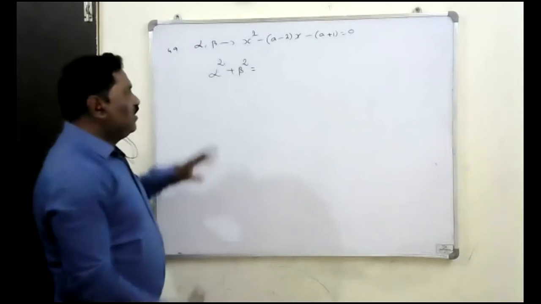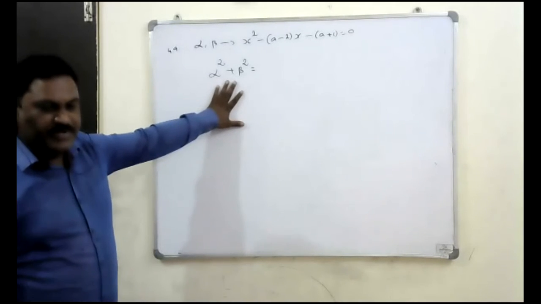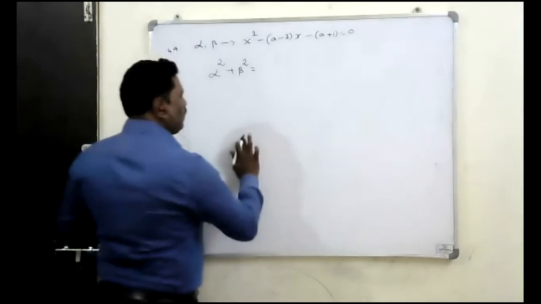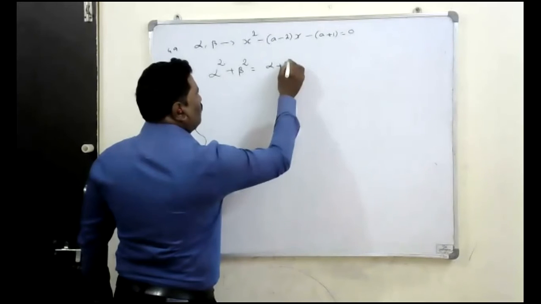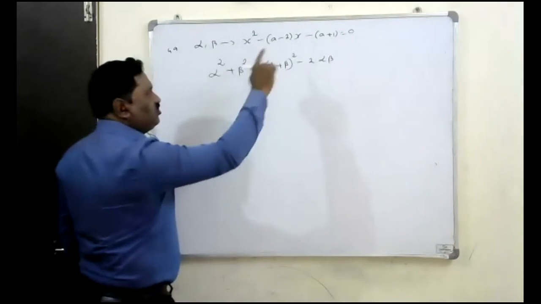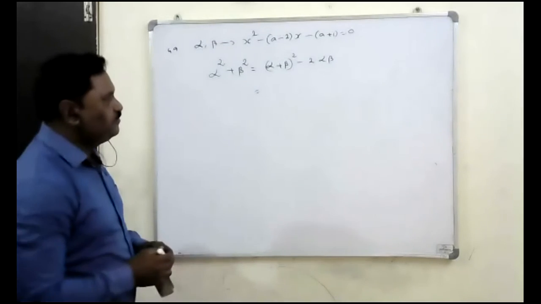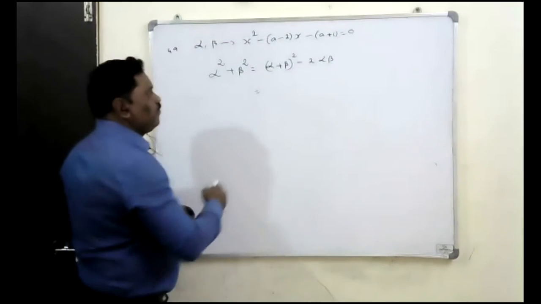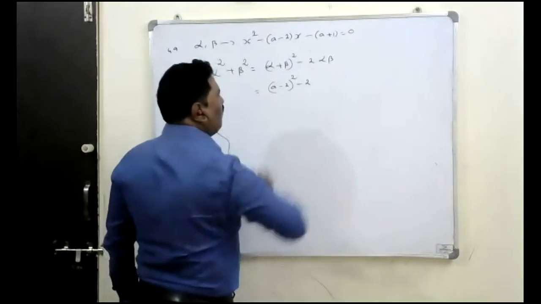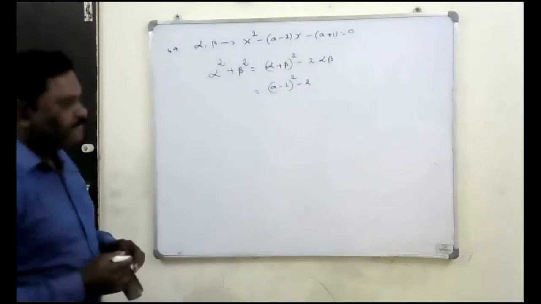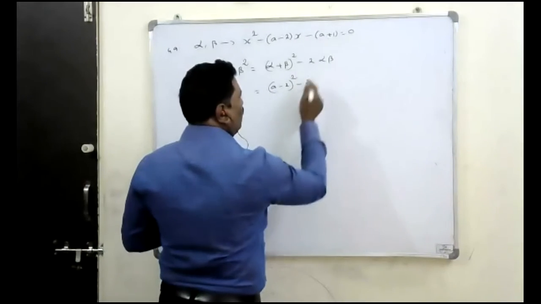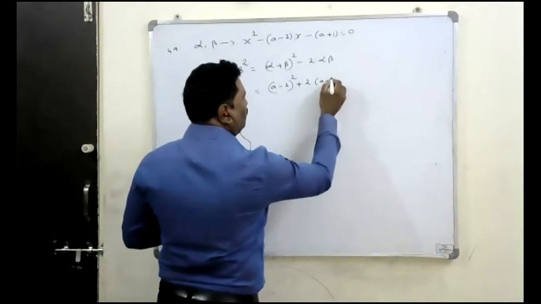Just observe here. I want to find the least value of alpha square plus beta square, right? So tell me, how do you write alpha square plus beta square? Alpha plus beta whole square minus 2 alpha beta. So from the given equation, what is alpha plus beta, the sum of the roots? It is a minus 2. So a minus 2 whole square minus 2 times, what is alpha into beta? Minus of a plus 1. So minus 1 plus 1 is a plus 1.